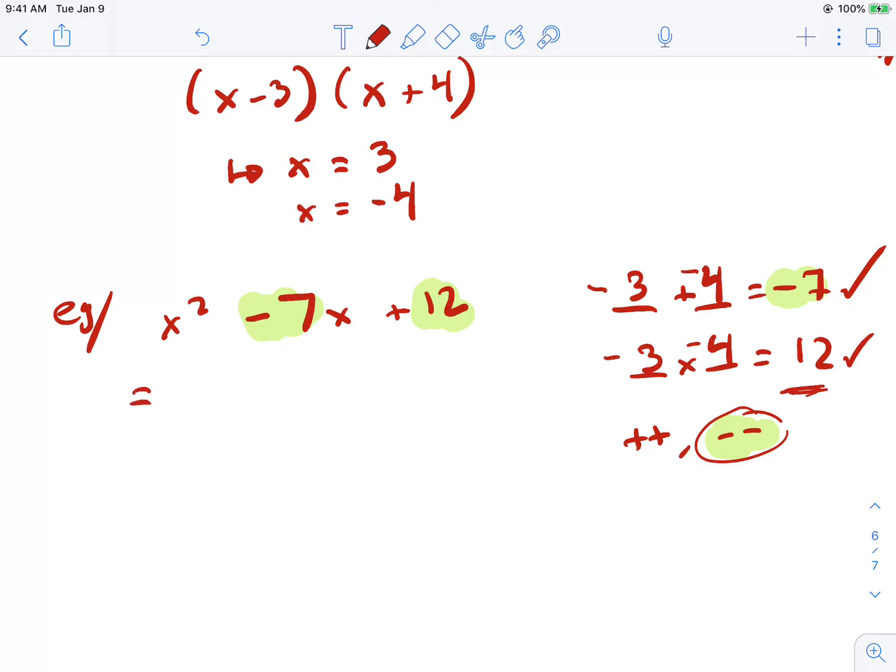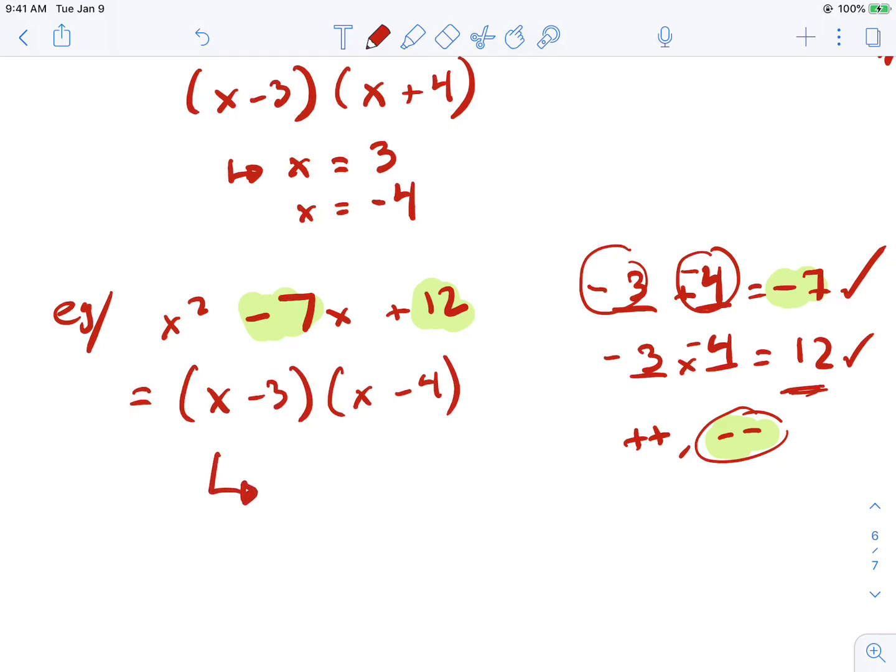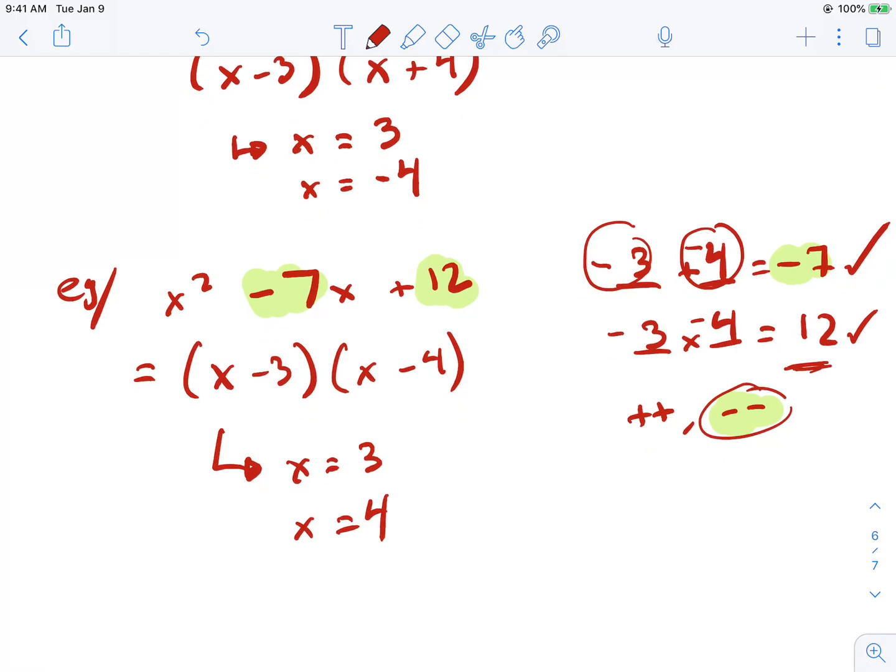So our next line would look like this. x, and then what's our magic number? Minus 3. And we have x, and then what's our magic number? It's going to be minus 4. And if I asked you for the roots, you'd flip the signs and you'd say x equals 3 and x equals 4. And that is it. A couple quick reviews for trinomials.